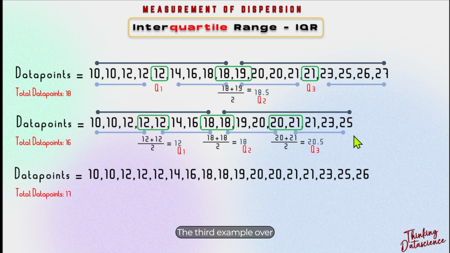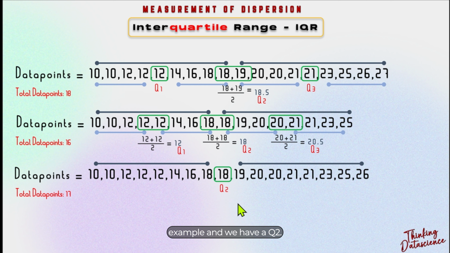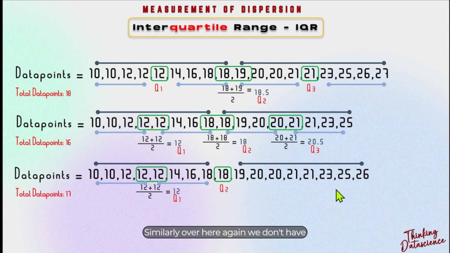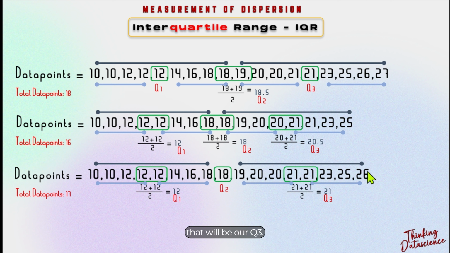The third example has 17 data points. Do we have a middle number? Yes, we do. So we don't have to take a mean in this example, and we have our Q2. Now let us take the middle number of the first portion of data points. Here we don't have a middle number, so we take 12 plus 12 divided by 2. That is our Q1. Similarly over here, again we don't have an exact middle number, so we take 21 plus 21 divided by 2. That will be our Q3.